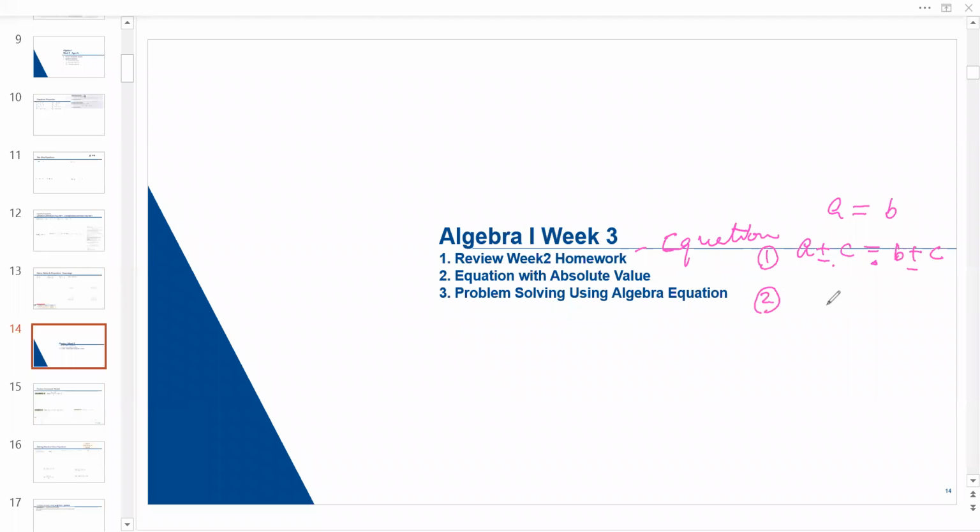Second one, when the equation is formed, both sides can be multiplied by the same number, say D. This D is not equal to 0. Both sides still work. And both sides can be divided by the same number, as long as the number is not equal to 0. The equation still works, right? That's the property of the equation.